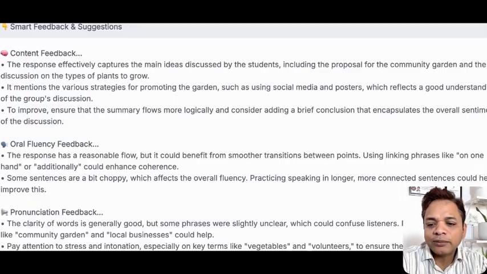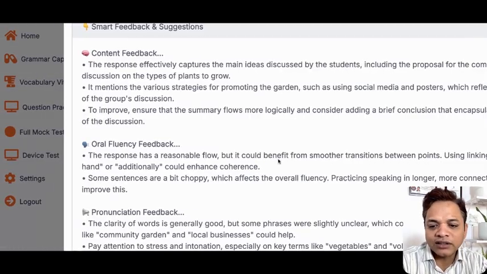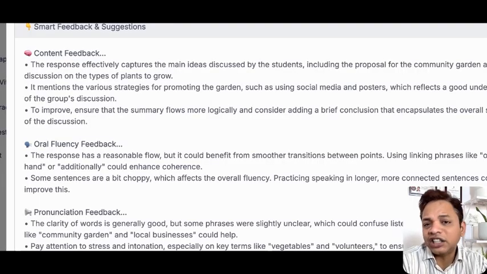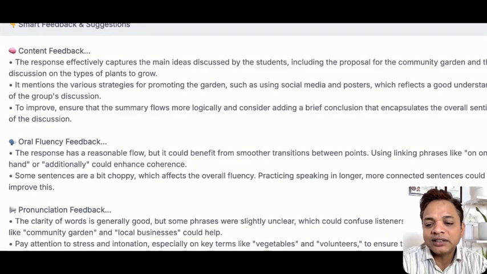Please see oral fluency. The response had a reasonable flow, but it could benefit from smoother transitions between the points, like on one hand, on the other hand. Additionally, certain connectors can be useful, but I tested in the real examination, using them can be handy, but without using them also, if you have good content, you will get the score, no problem. Sometimes sentences are a bit choppy.